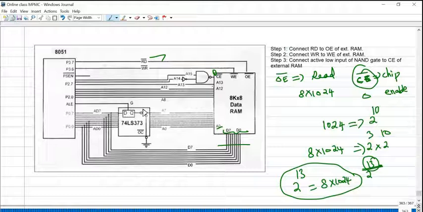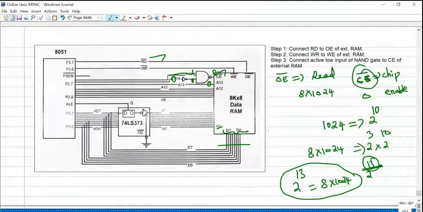In this connection, A13 is directly connected here, so you make it 0. We are not going to use this. A14 and A15 are connected to the NAND gate. I am just explaining with respect to this circuit diagram. Both inputs should be 1. Since it is connected through an inverter, 0 becomes complement 1. So if both the inputs are 1, the NAND gate output will be 0 and this will be selected.